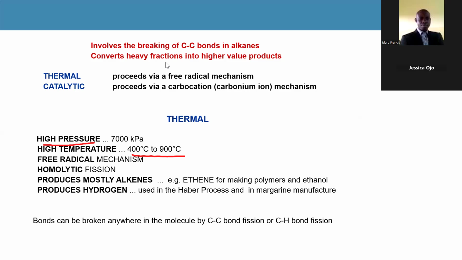Nobody will ask you about homolytic fission, but that one is common. Since you are breaking the carbon to carbon bond, it's homolytic fission. Then what will be the product? It produces mostly alkenes, but alkenes are of higher demand in the world market.